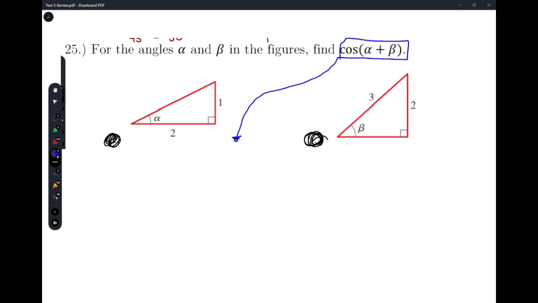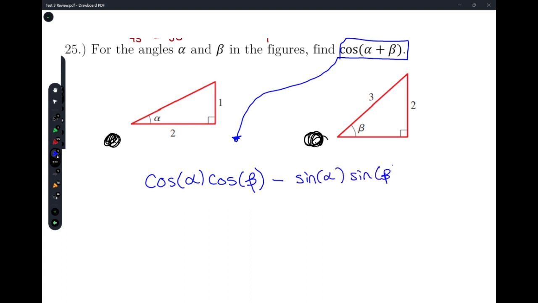Hey, now stop. We know this. This is a thing. What's that thing? You remember it? It's cosine of alpha plus beta: cosine alpha times cosine beta, minus sine alpha times sine beta.